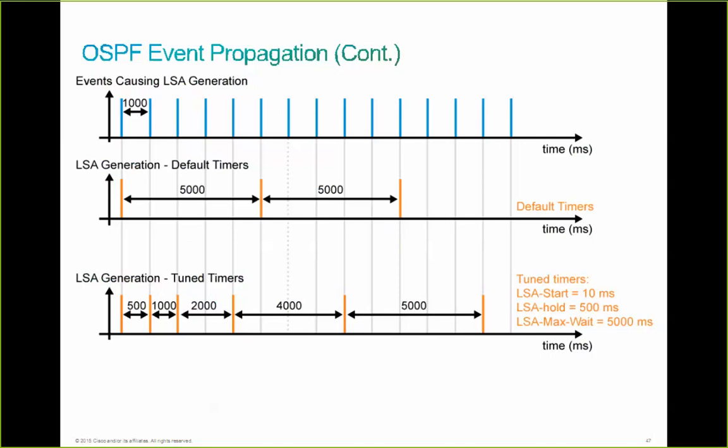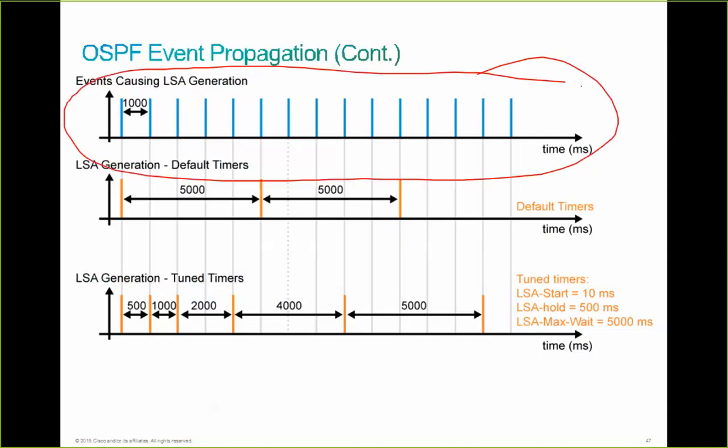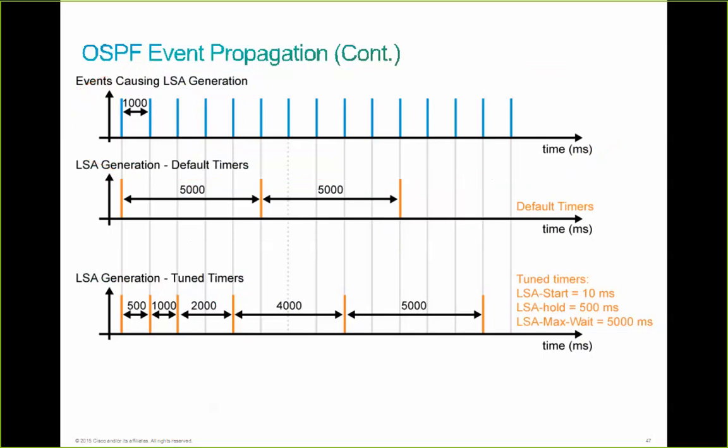So think about the process here. This top box, or top graph, represents actual events that are occurring. Now, hopefully, you fix that problem, right? You don't want changes in the network every second. But for the purpose of demonstrating this concept visually, we're assuming that that's occurring.